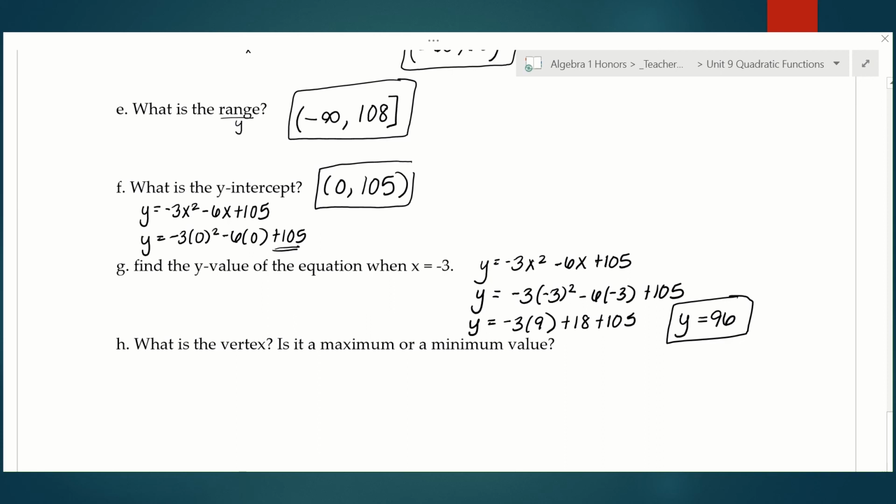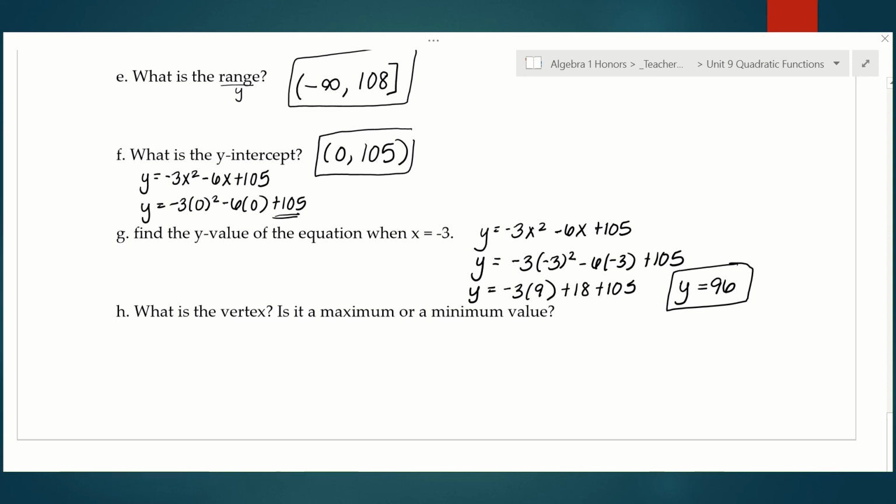Now, another way that you could have done that is you could have put this equation into your graphing calculator on a graph, and you could have pulled up the table, and you could have looked at the table for where x is -3 and saw that y is 96. Now, obviously, that's not showing work, and so I would use that as a check, and you'll see that you get that same y value.